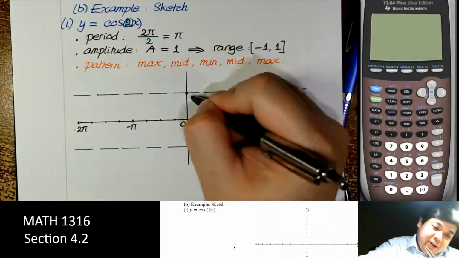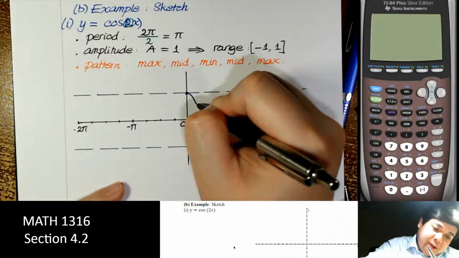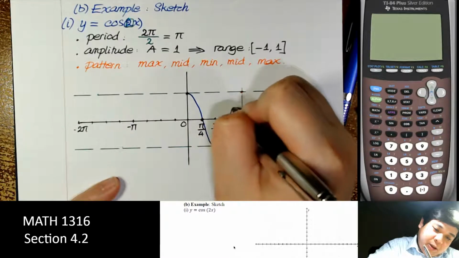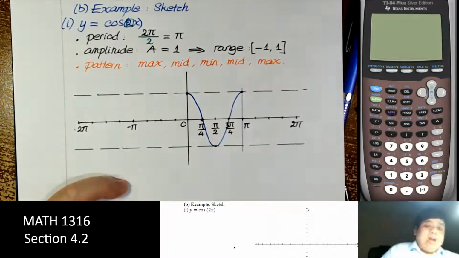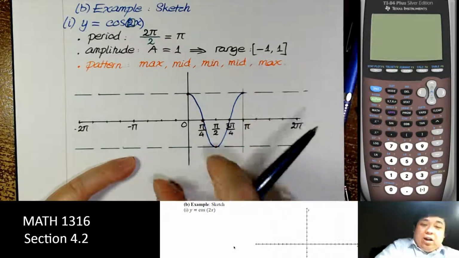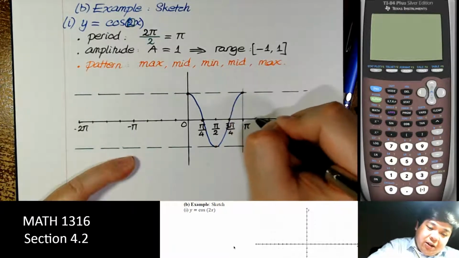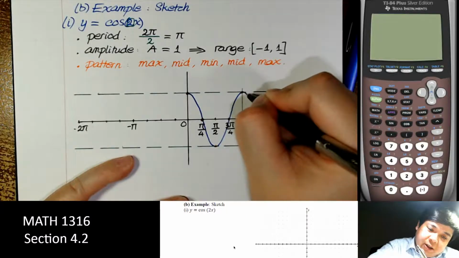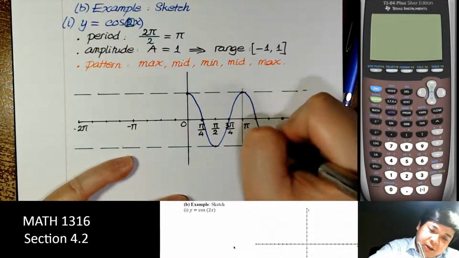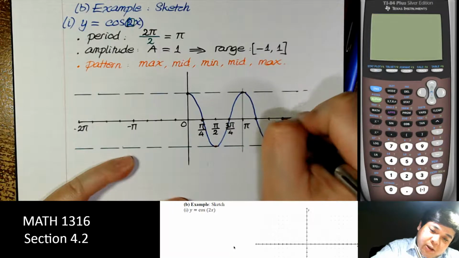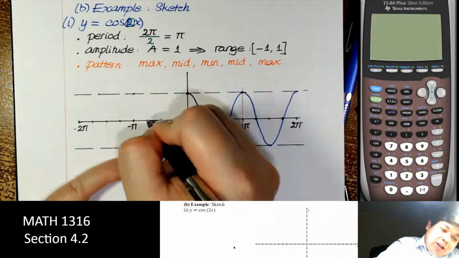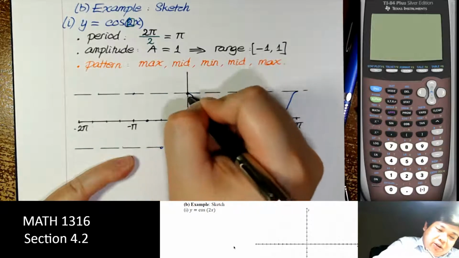And then copy and paste: max, middle, min, middle, max. Max, middle, min, middle, max.